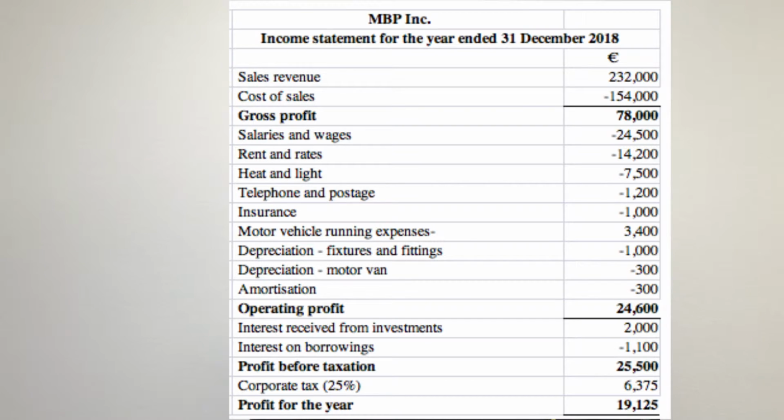Next, amortization. Amortization is the allocation of costs to pay off intangible assets over time. Hence, amortization is the flip side of depreciation for intangible assets such as bank loans or goodwill. After that, we arrive at the operating profit. This represents the wealth generated during the period after all operating expenses have been deducted from the revenue operations. Finance expenses are not included. In MBP's case, the operating profit is 24,600 euros.